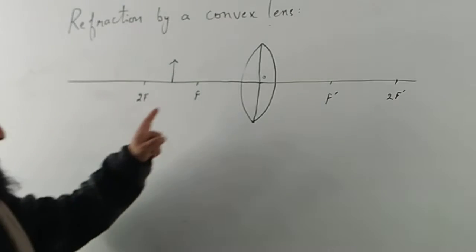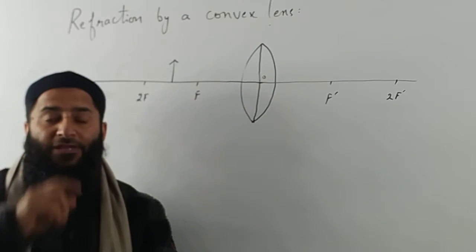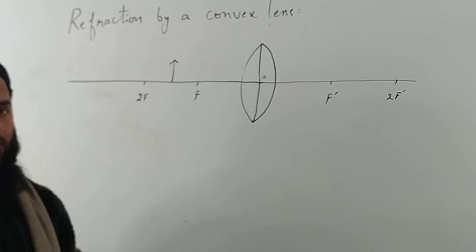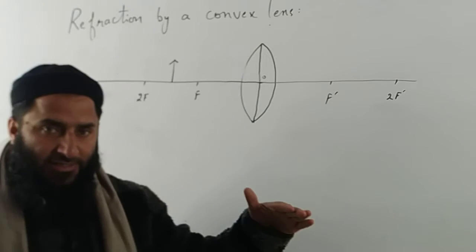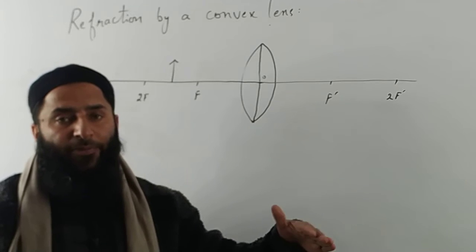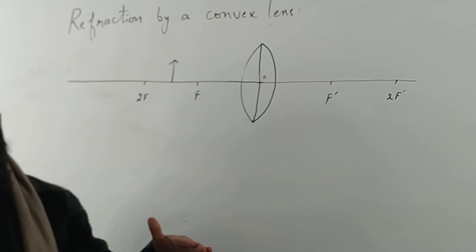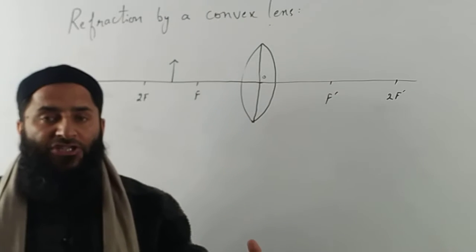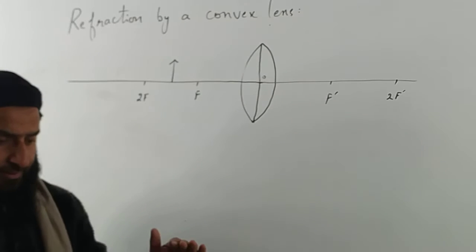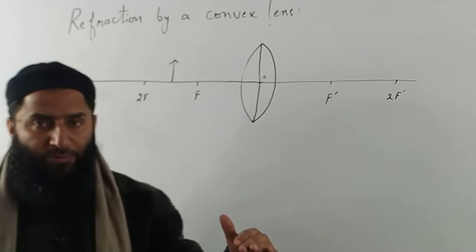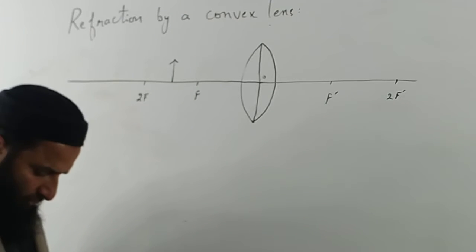The object is in between F and 2F. Let me follow the 3 principles of refraction. If the incident ray is parallel to the principal axis, after refraction it passes through focus. If the incident ray passes through focus, after refraction it goes parallel to the principal axis. If the incident ray passes through the optical center, it does not change its path. I'll follow these principles, okay?